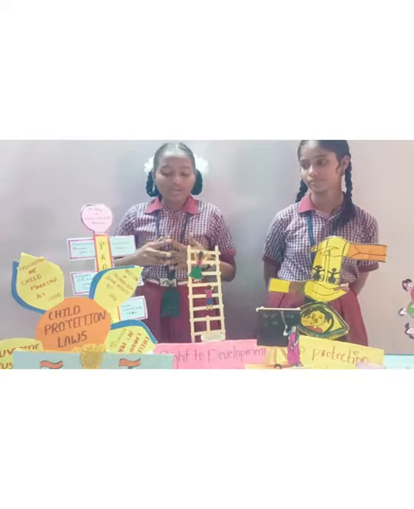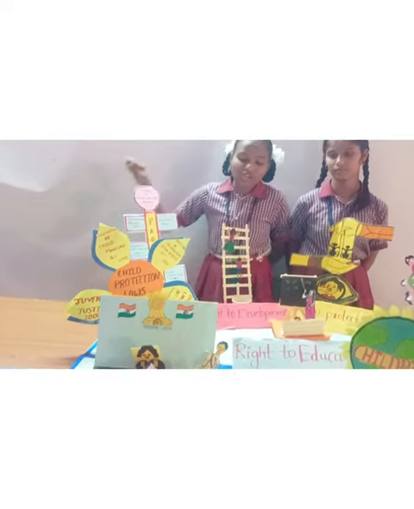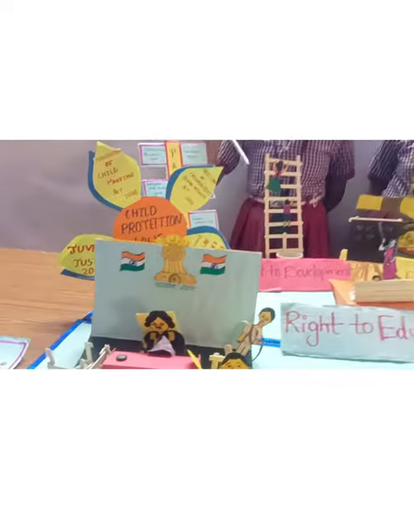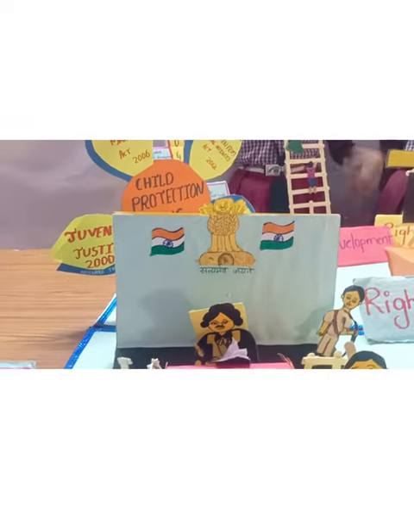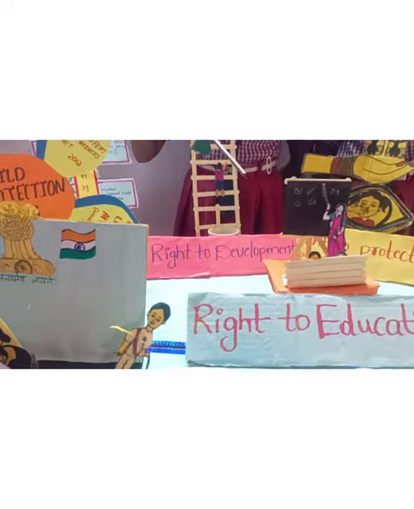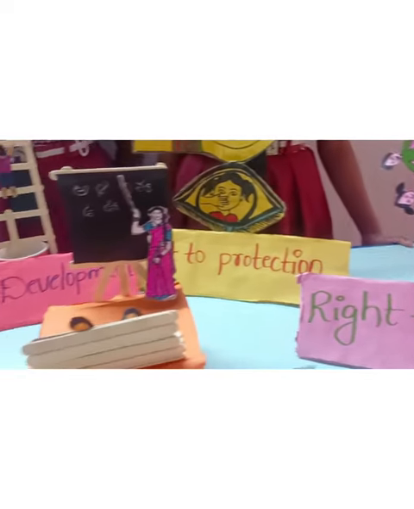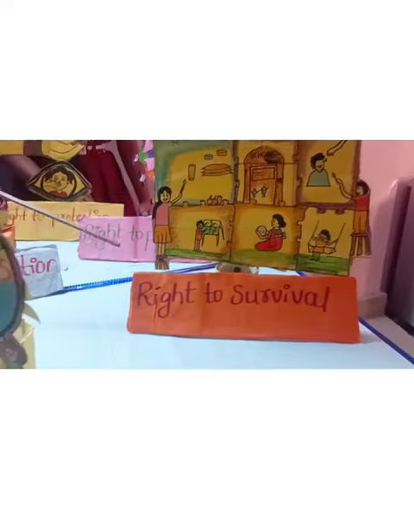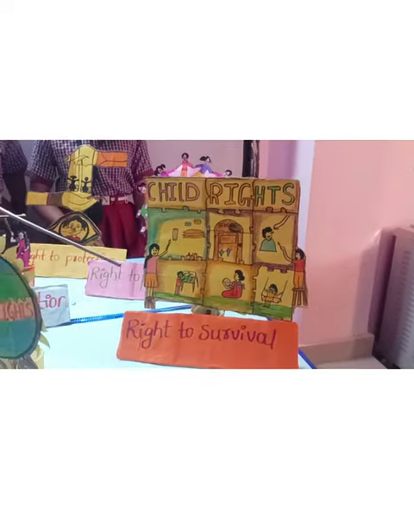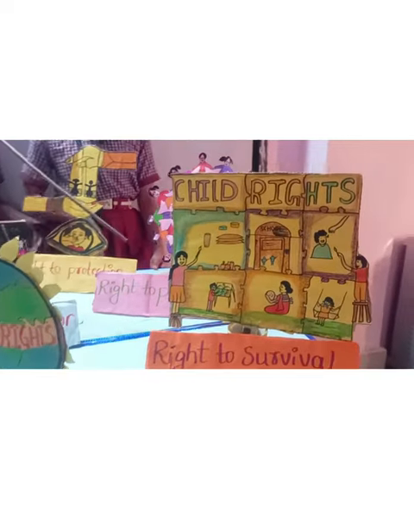We already know that the constitution has many rights. Based on that, they were classified into four types of rights: right to survival, right to participation, right to protection and right to development. Right to survival means first the right to be born, the right to freedom, the right to be educated, and the right to have parental protection.